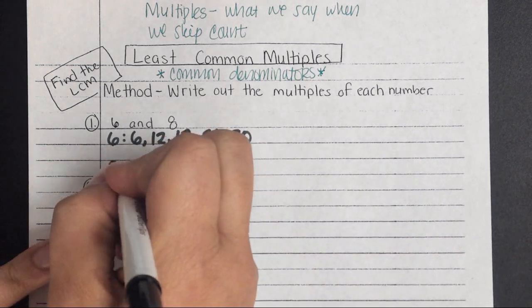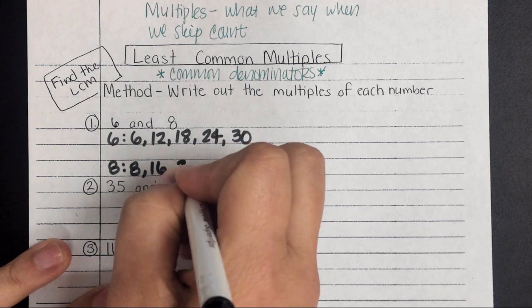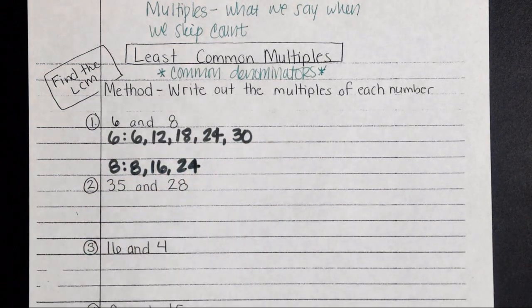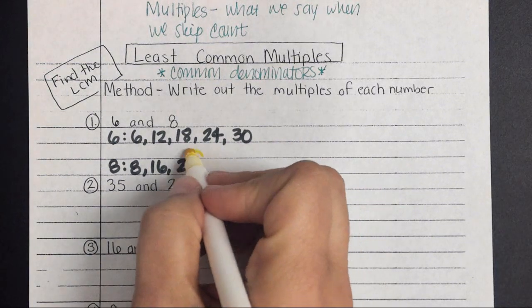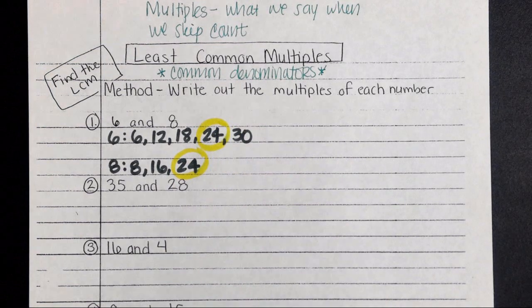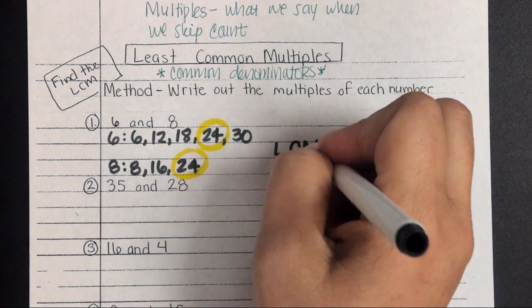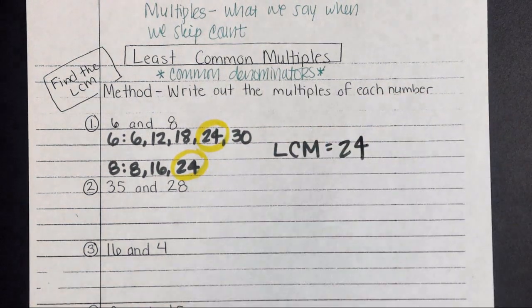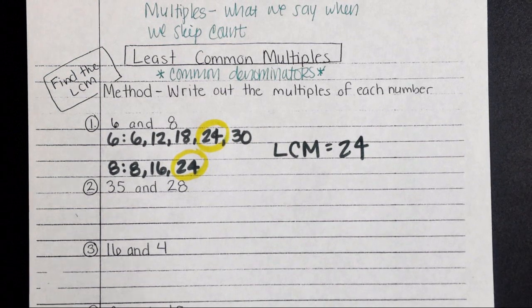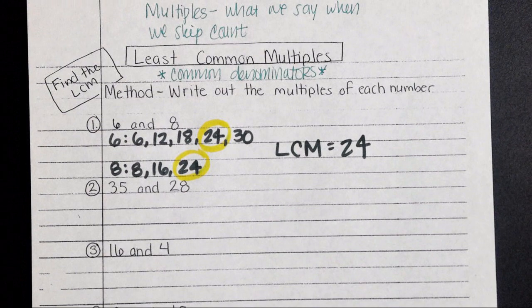Alright, so what's my first multiple of 8? 8, 16, 24. Oh, look what's there. 24. So once you get to that point, you should see we're looking for the smallest multiple that they both have in common. So our lowest common multiple, least common multiple, LCM would be 24. Yeah, I do believe this is actually a little bit easier than finding the greatest common factor.